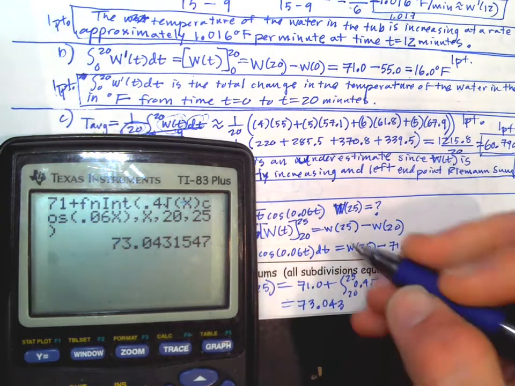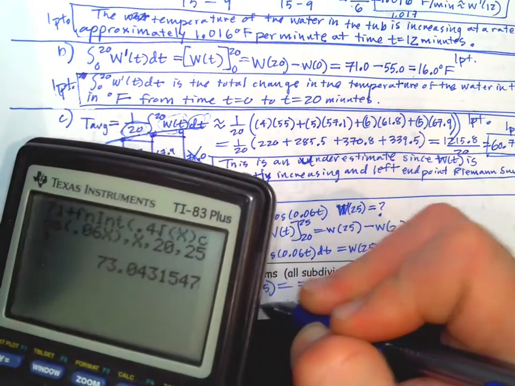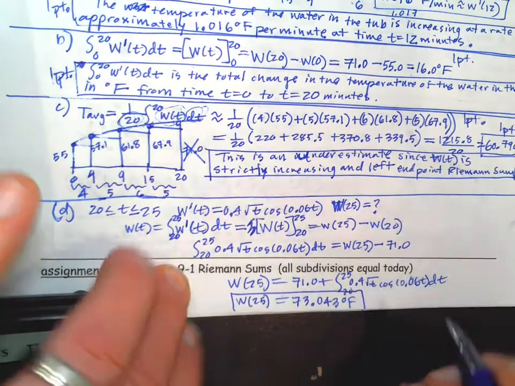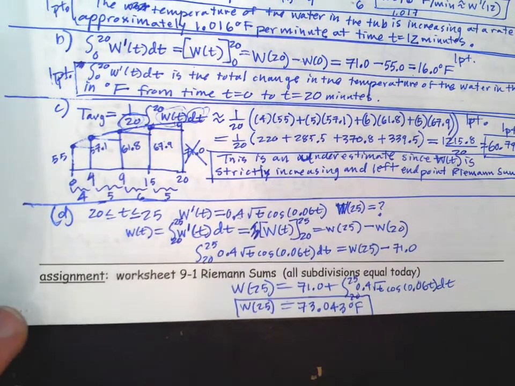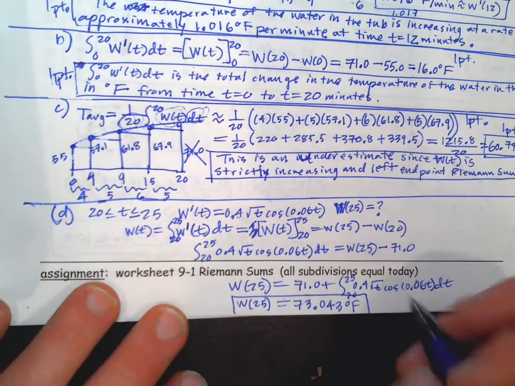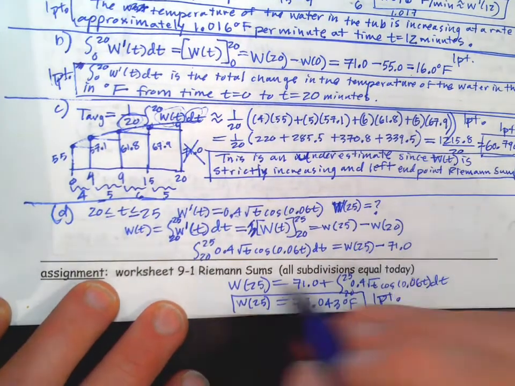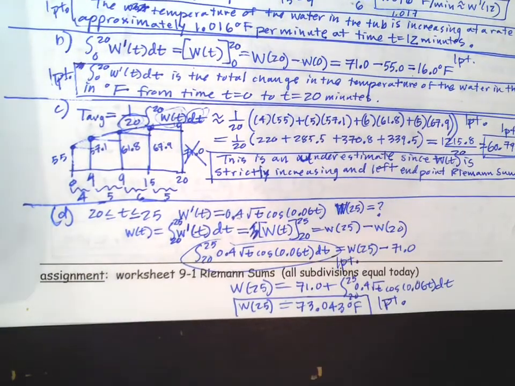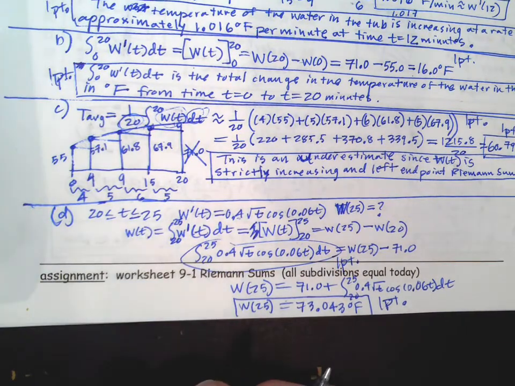73.043. And this is degrees Fahrenheit because this is a temperature. And this is actually an exact answer. That derivative was exact. There are 2 points on this, so probably 1 point for the answer and 1 point for having integrated the derivative or something like that, usually. Anyways, we'll use that technique more in the future. So that's what we got.